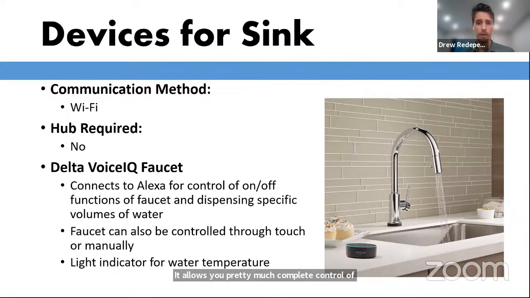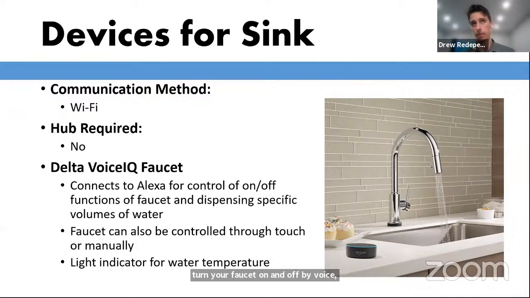Another device, which is kind of a niche device, is actually a voice activated faucet. This is the Delta VoiceIQ faucet, and it allows you to turn your faucet on and off by voice. It also allows you to dispense specific amounts of water by voice as well.